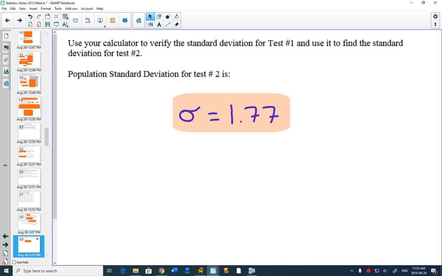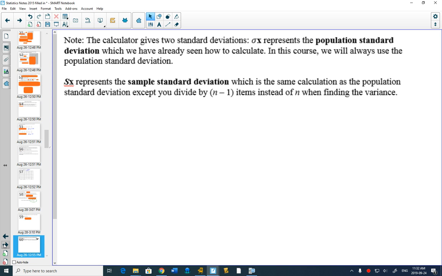Okay, so we already figured that out, 1.77. So on your calculator, there are 2 standard deviations. Do you know what letter that is?